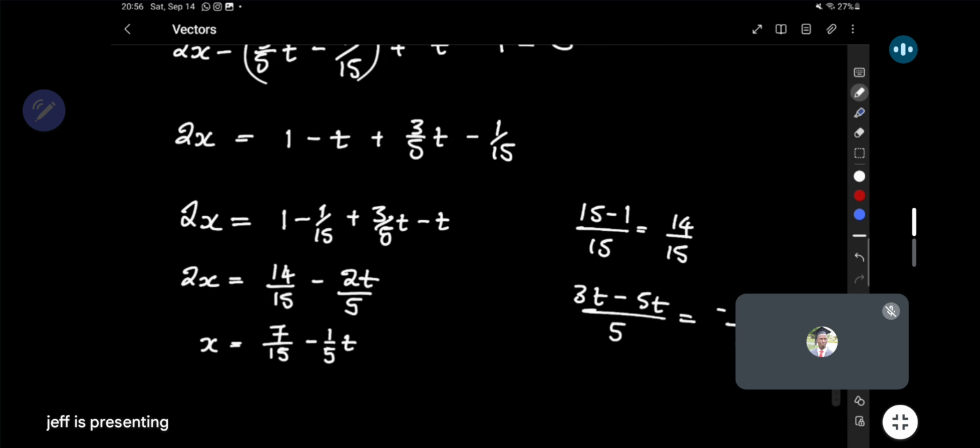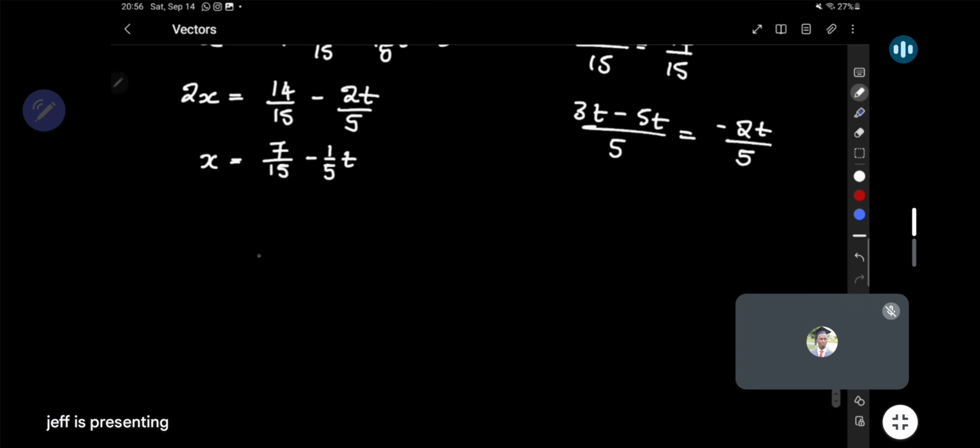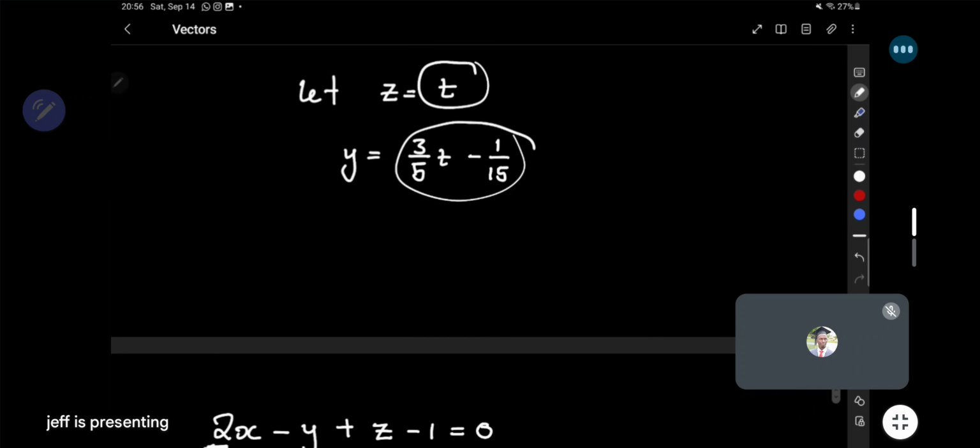So in the end, x would come out to be this. So that now our parametric equation for the line of intersection would be x is equals to 7 minus 1 over 5t. Next, y. What did we have for y? Let's check it out. For y, we had this.